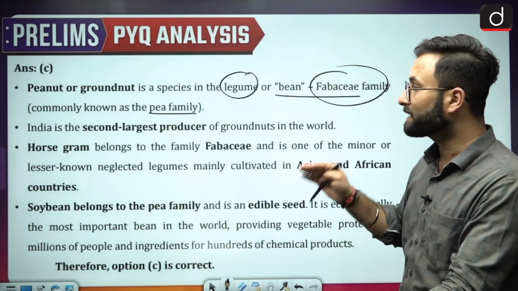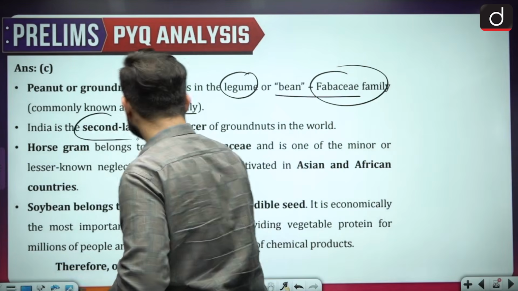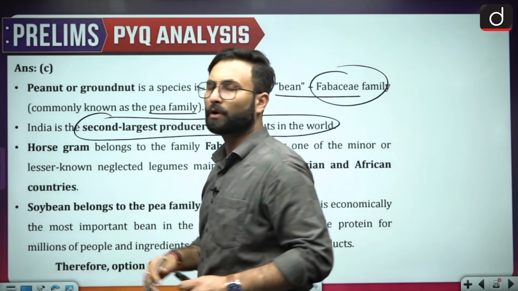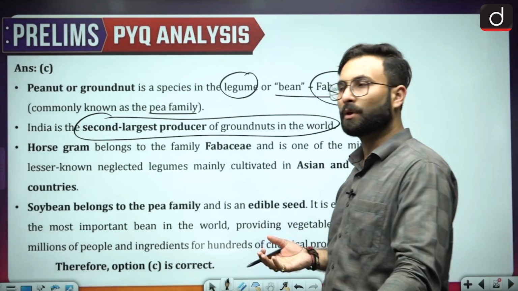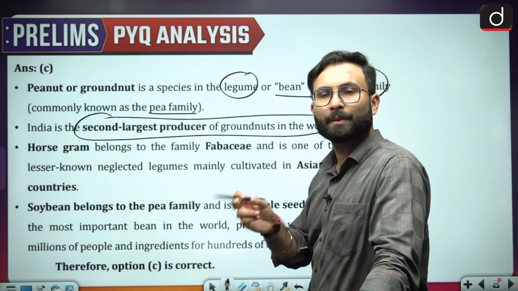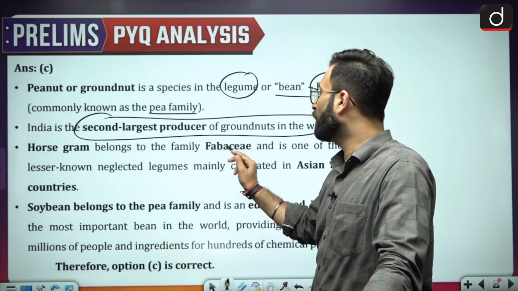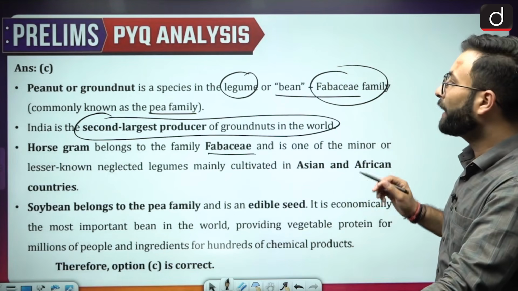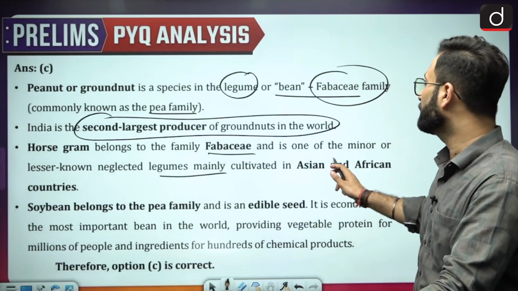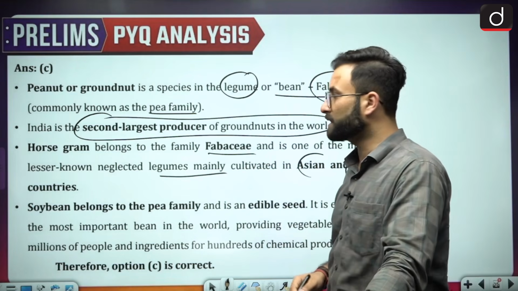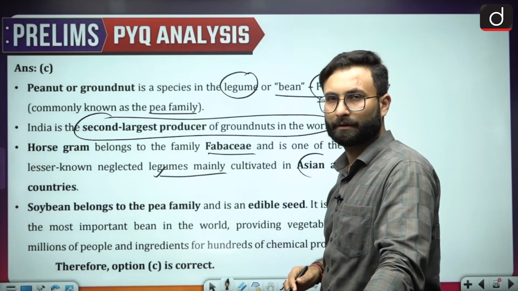India is the second largest producer of groundnuts. When we talk about the other kinds of edible oils, groundnut is a source of these edible oils. Now we are dependent on imports for edible oils. Okay, so just remember that. Horse gram belongs to the family of Fabaceae and is one of the minor or lesser known neglected legumes, mainly cultivated in Asian and African countries. So that is also from the legume family. That is basically your peanut.